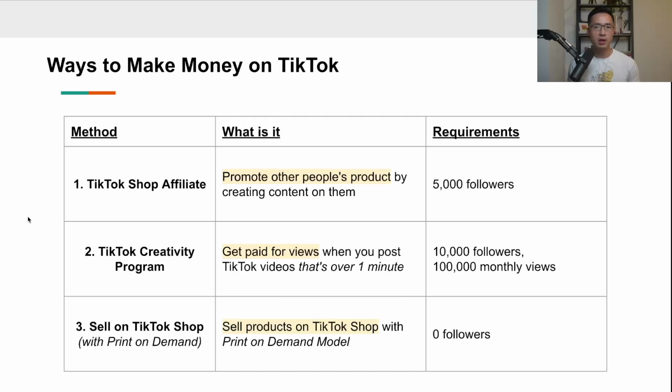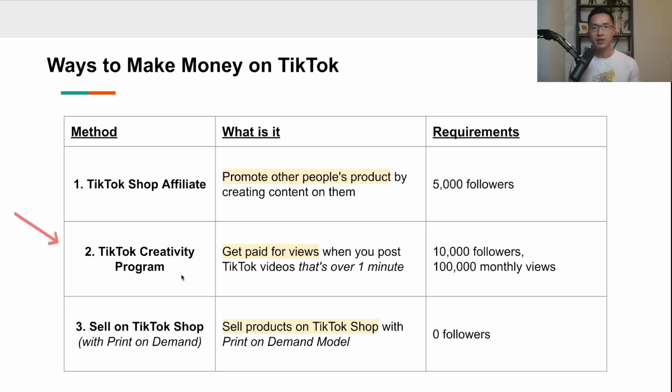So first, let's talk about the different ways that you can make money on TikTok. So there are 3 main methods currently. The first method is with TikTok Shop Affiliate. That's when you promote other people's products by creating content on them, and you get a cut of the commission for each sale you generate with your TikTok videos. And the requirement that you need to do that is that you need 5,000 followers in order to qualify for the TikTok Shop Affiliate program.